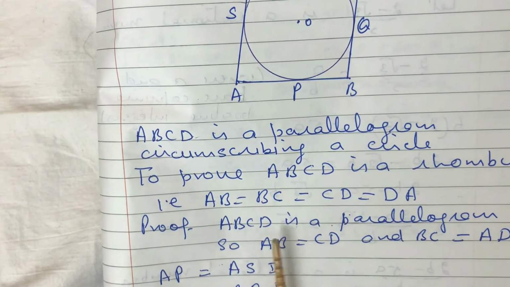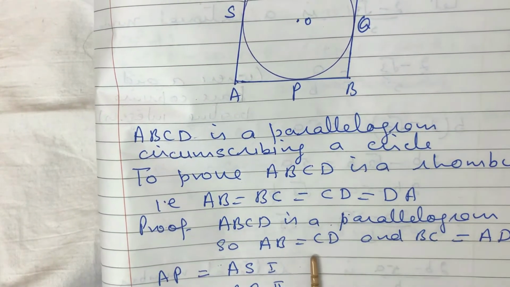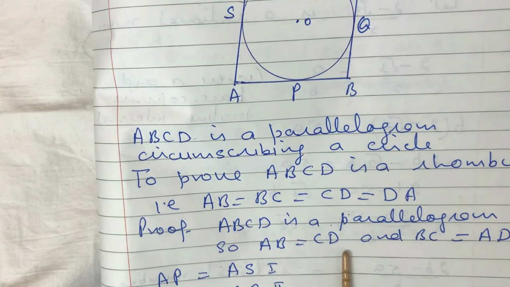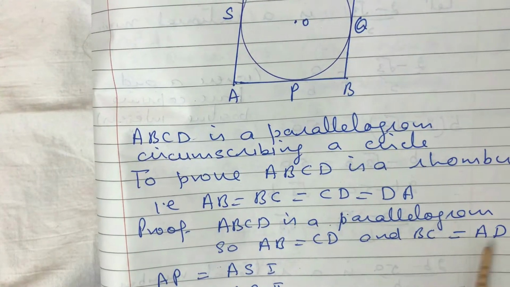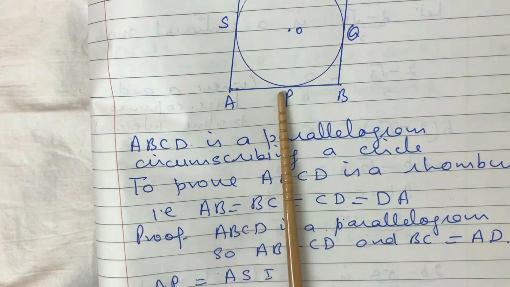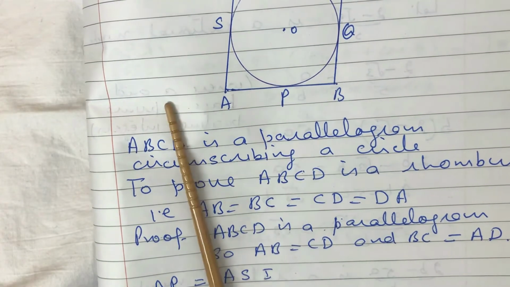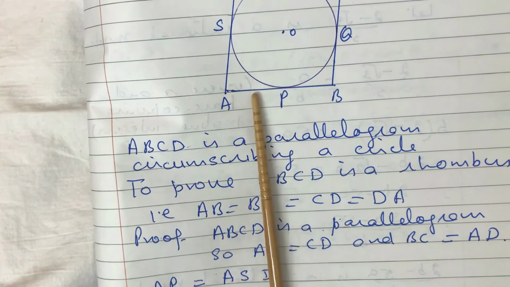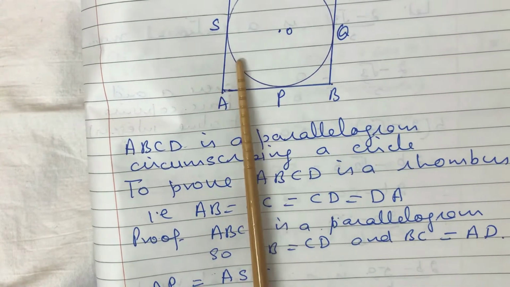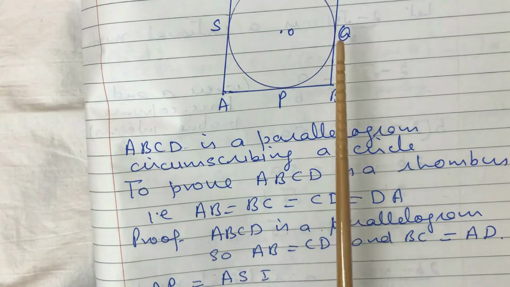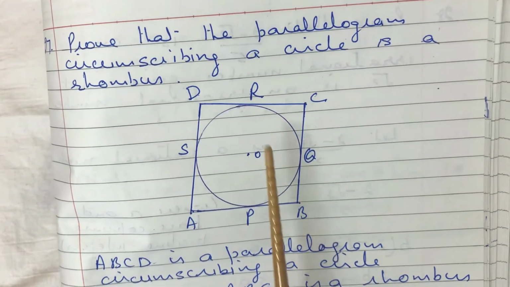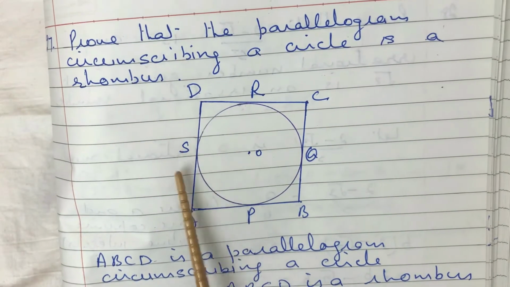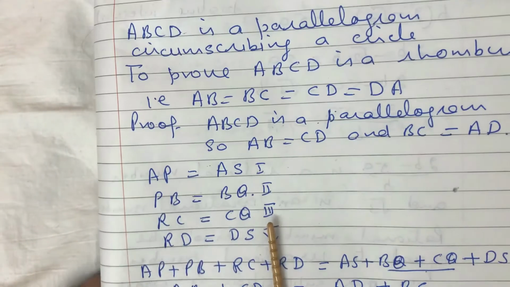Now, its proof is ABCD is a parallelogram, opposite sides are equal. It means AB is equal to CD, BC is equal to AD. We know tangent drawn from an external point to the circle are of equal length. AP and AS are the tangents. They are of equal length. So, AP is equal to AS. Similarly, PB is equal to BQ. And RC is equal to CQ. And RD is equal to DS. This is what I have written here.